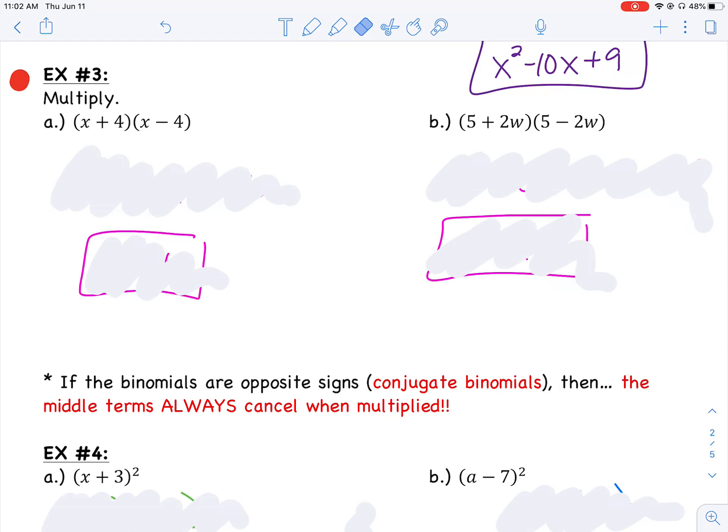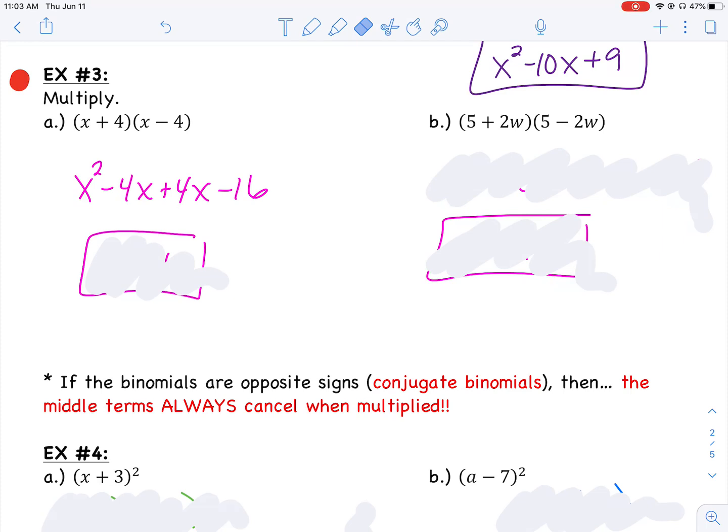What do you notice about both of these examples, example number 3A and B? Well, I notice that they both have the same exact terms, but one of them is positive and one of them is negative, right? They're called conjugates of each other. What happens when we multiply conjugates together? Well, let's see. Whatever method you choose, if I were to FOIL or distribute or use the box method, I ended up getting an x squared, a negative 4x, a positive 4x, and a negative 16.